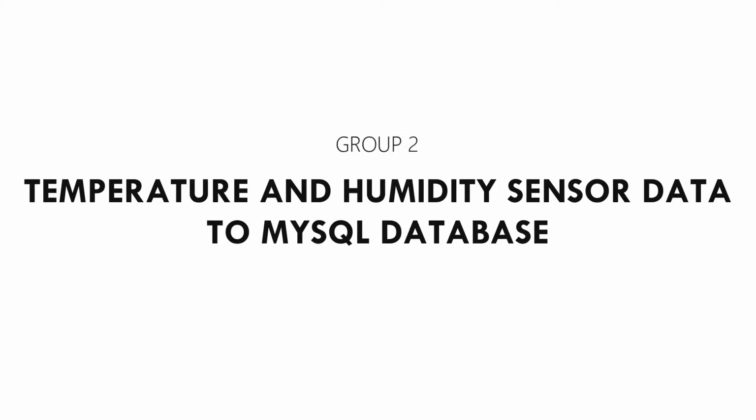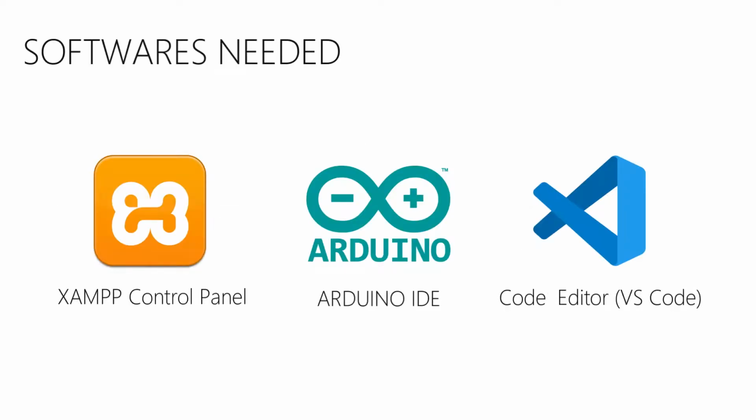Okay, before we begin, let me introduce to you the software that we are going to use throughout this video. First, we have XAMPP to start Apache and MySQL Server. Second, we have Arduino IDE that will be used to compile Arduino code and upload to the Arduino circuit board. And the last one, we have VS Code as an editor for coding PHP.